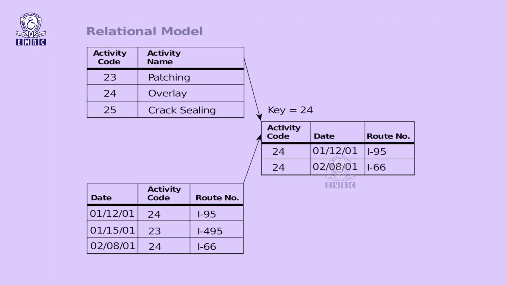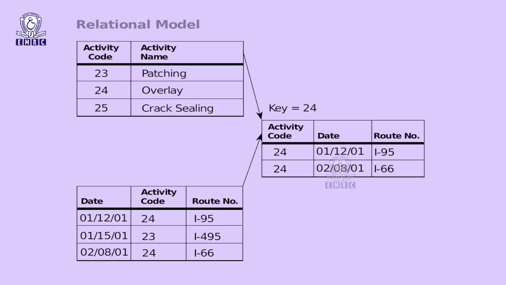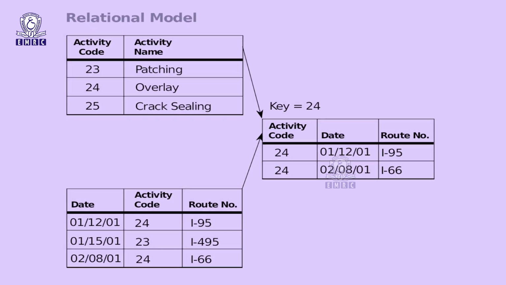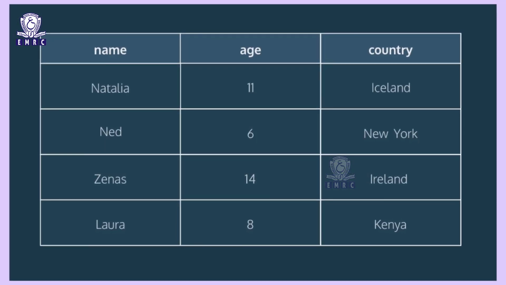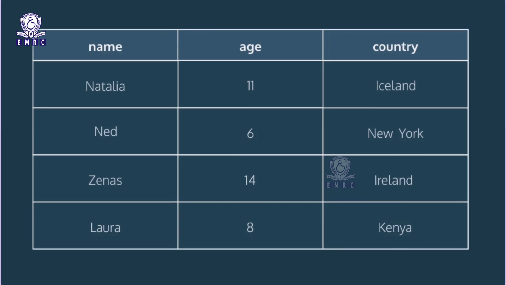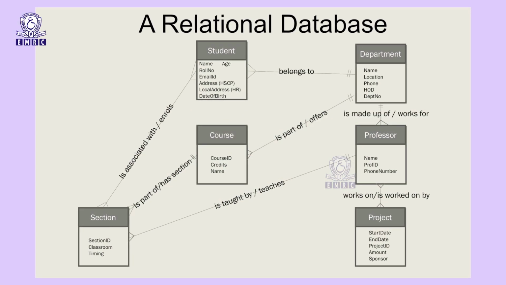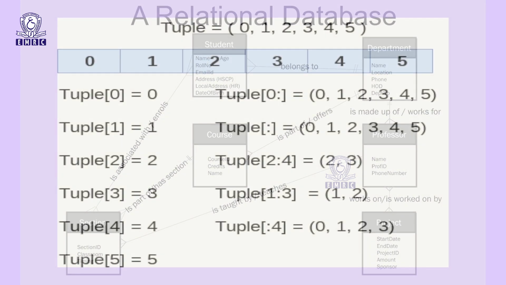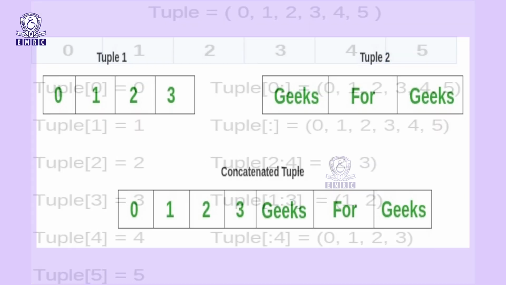Relational database model. The relational model uses a collection of tables to represent both data and relationships among those data. Each table has multiple columns. Each column has a unique name. The data is arranged in relations, which are visually represented in a two-dimensional table. The data is inserted into the table in the form of tuples.